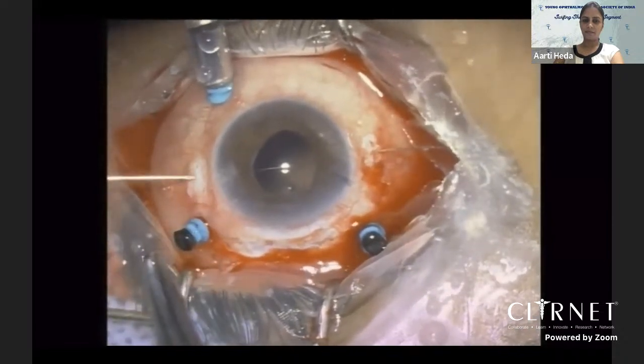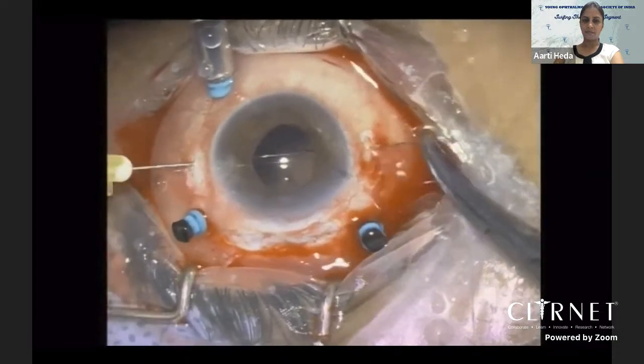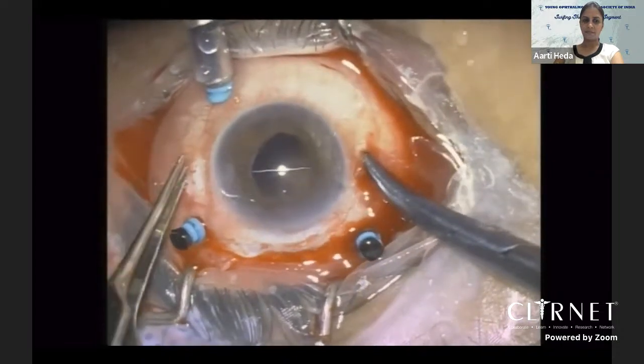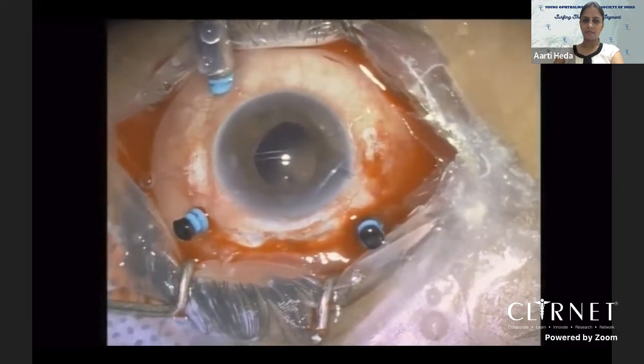I prefer using the 9-0 Prolene over the 10-0 because of the strength that it offers, and I feel that it's easier to manipulate the sutures as well.